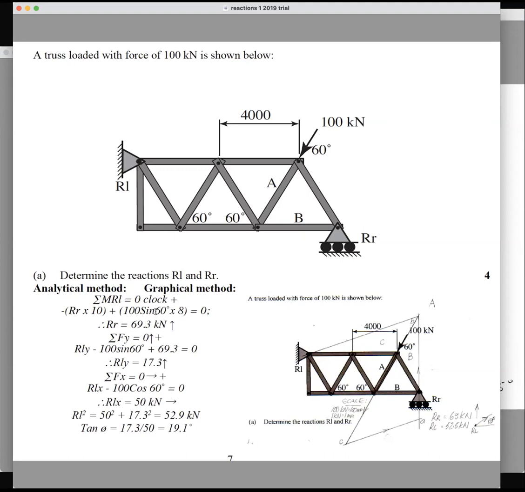So, I mean, this is okay, but you can get bogged down with maths. But this method is a very simple method, but you've got to practice it.